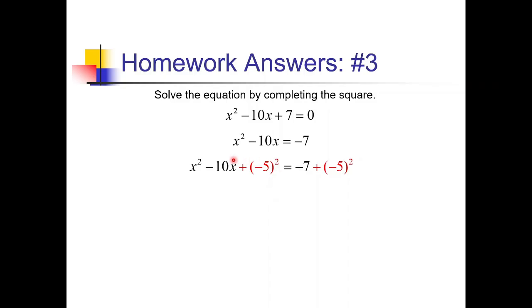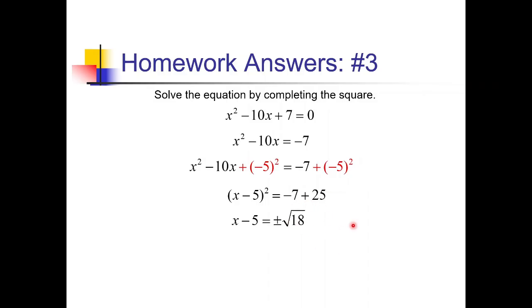That allows us to factor the left side as x minus 5 quantity squared. And on the right side, we just have negative 7 plus 25. I'll simplify that now. All right, now we can square root both sides. On the left side, I've got x minus 5. On the right side, I've got plus or minus the square root of, this becomes 18.